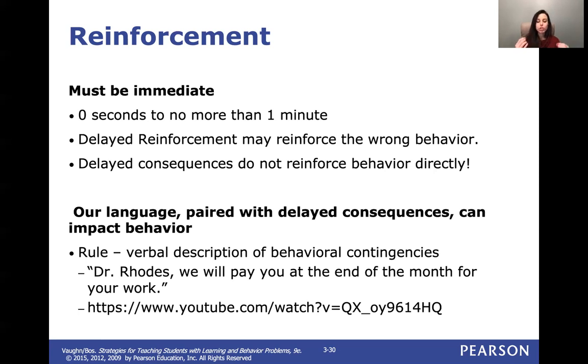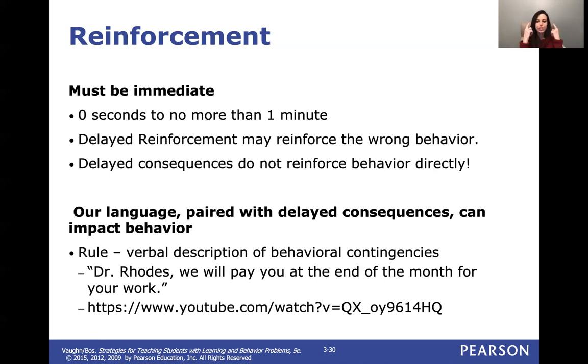So Landry had this huge meltdown, and if you give that student the extra recess time after the huge meltdown, you could be reinforcing the wrong behavior. The only thing the student is thinking is, oh, I just had a meltdown and I got free extra time. Maybe if I have more meltdowns, I'll get extra time.